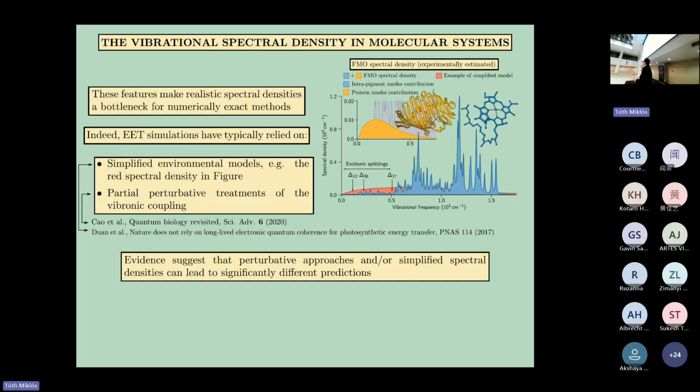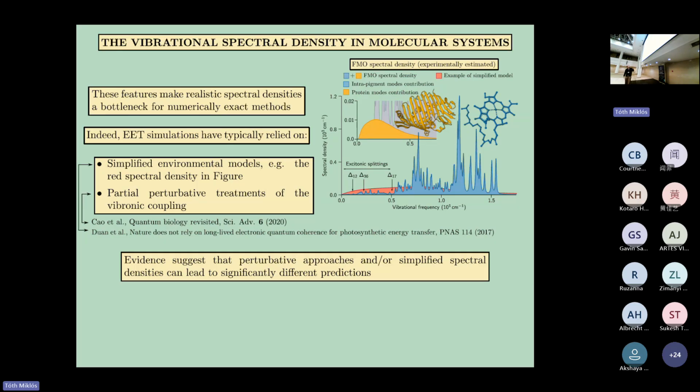Approximations either at the level of the environment, by the usage of simplified environmental models, such as this red model that you can see here in the figures, a quite smooth spectral density that allowed efficient simulation using one of these numerical tools, that is EOM. Or we also had to use some approximations, either a simplified environment or approximations of the equation of motion, such as perturbative treatments of the coupling between electronic and vibrational degrees of freedom. We will see this later in more detail.